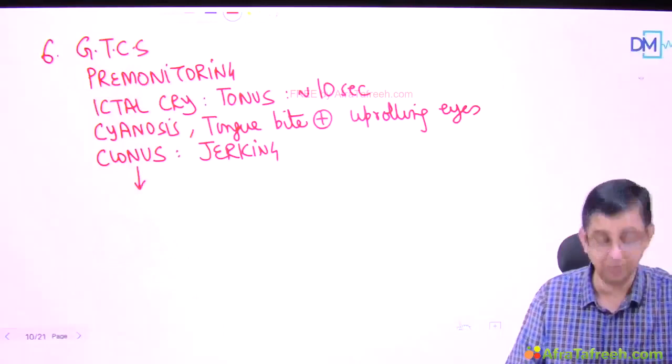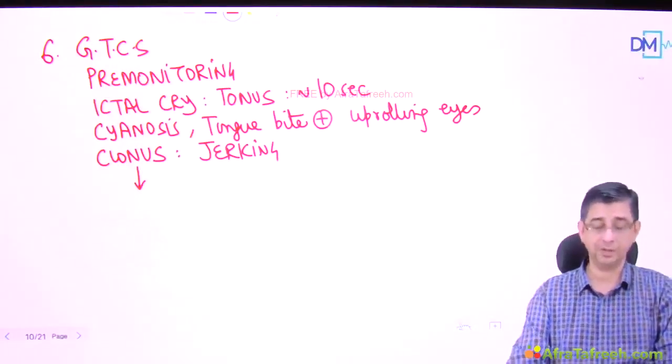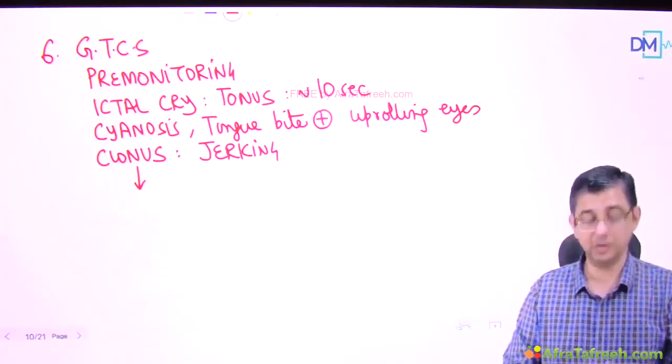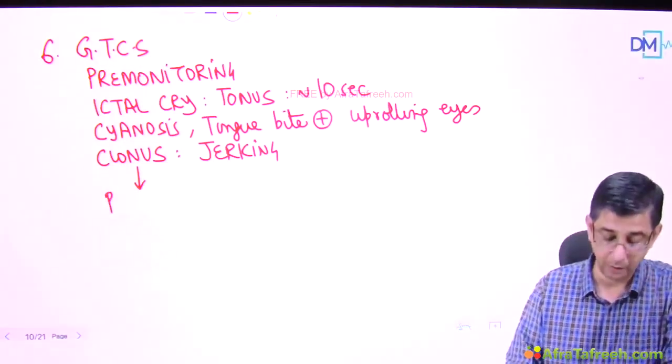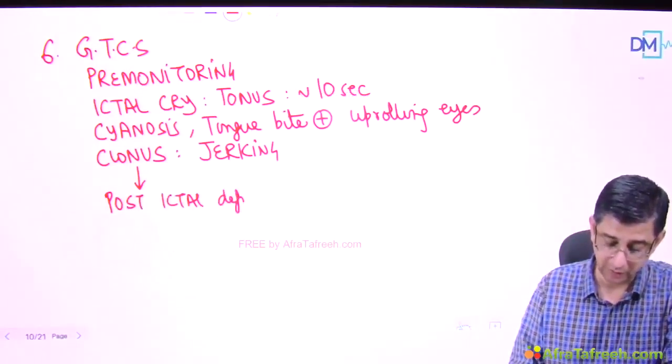So no touch policy is to be followed. In the premises of the hospital, control the clonus by giving diazepam or lorazepam. But outside the hospital, it is wait and watch policy for the patient. The patient will not immediately wake up. You will always have a post-ictal deficit.